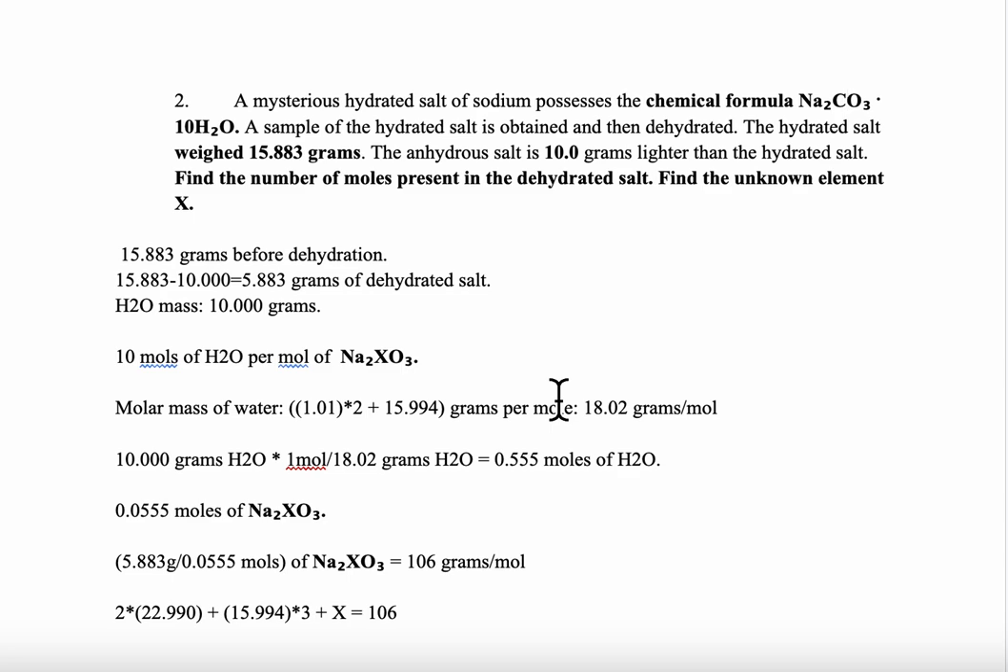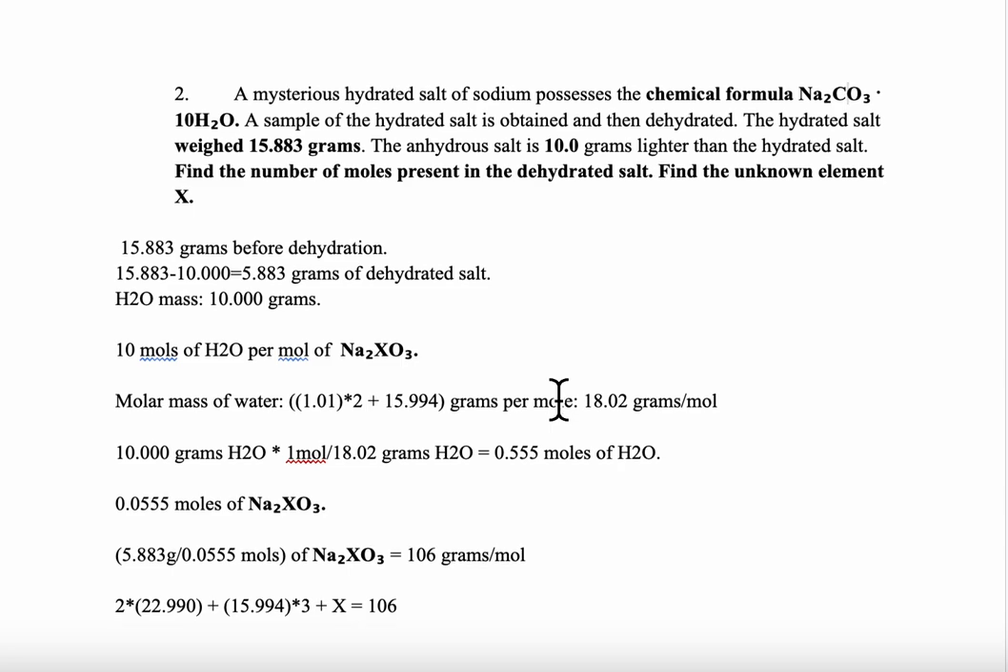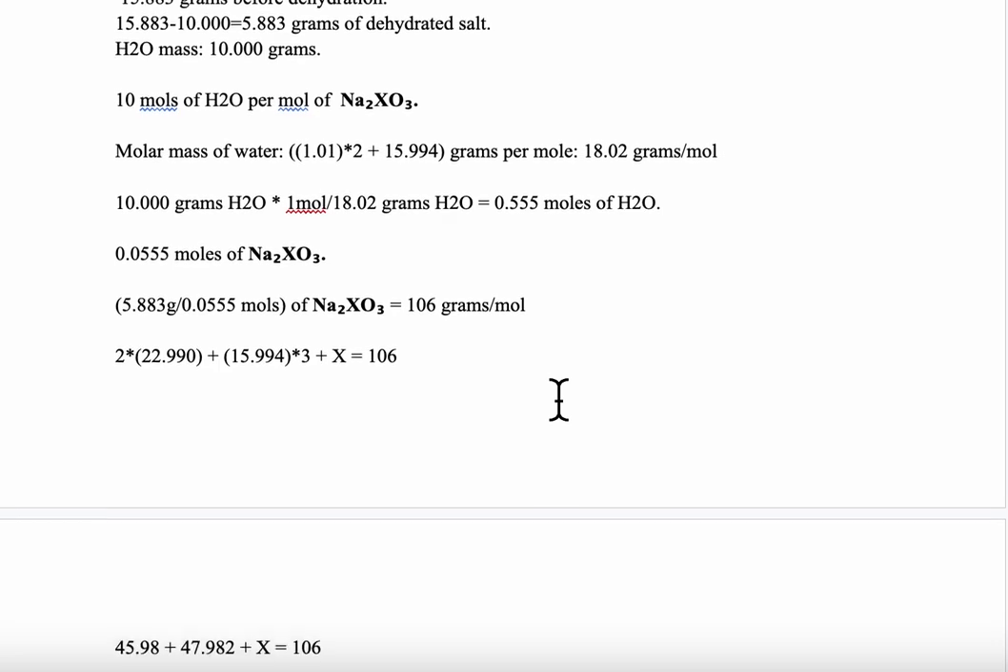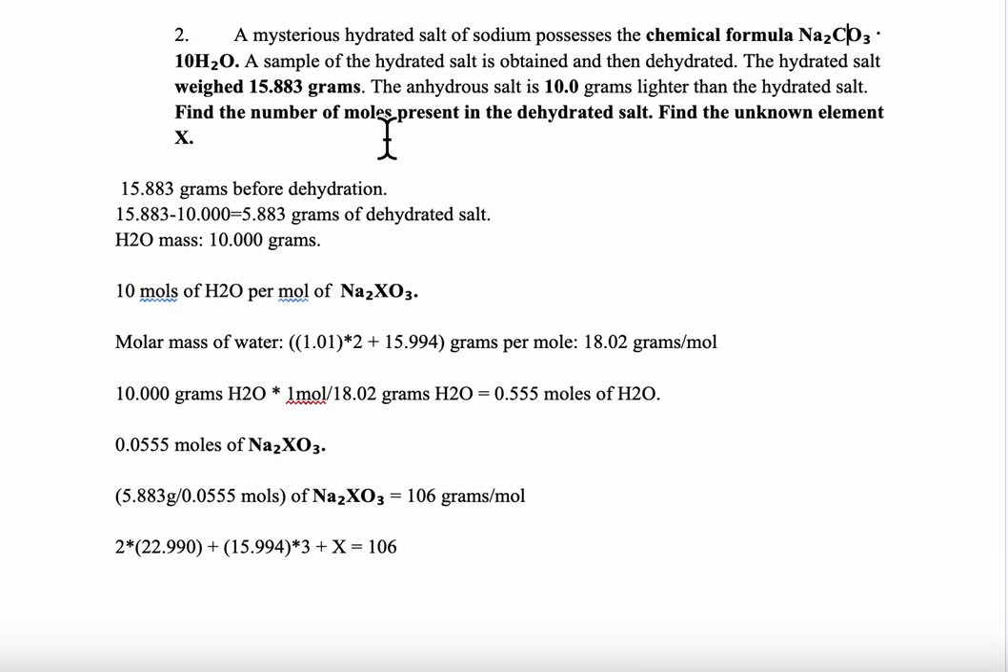It assesses your knowledge and understanding of hydrates, molar mass, and mole ratios, and it does require a good amount of thinking. This was the method that I thought of when I came up with the question, but I'm sure there are some other good methods as well to approach it.